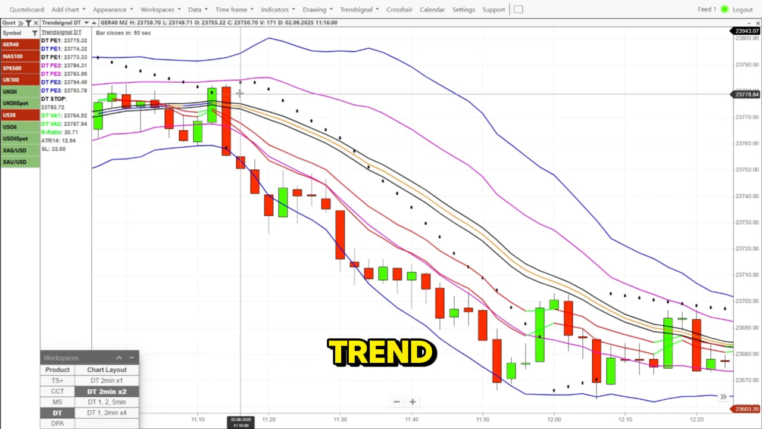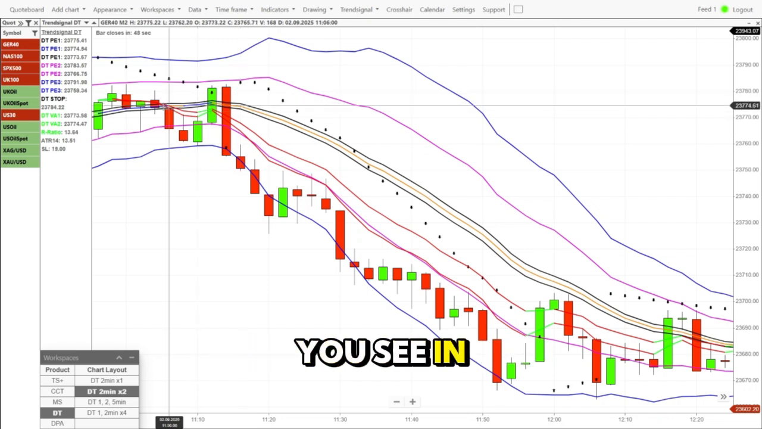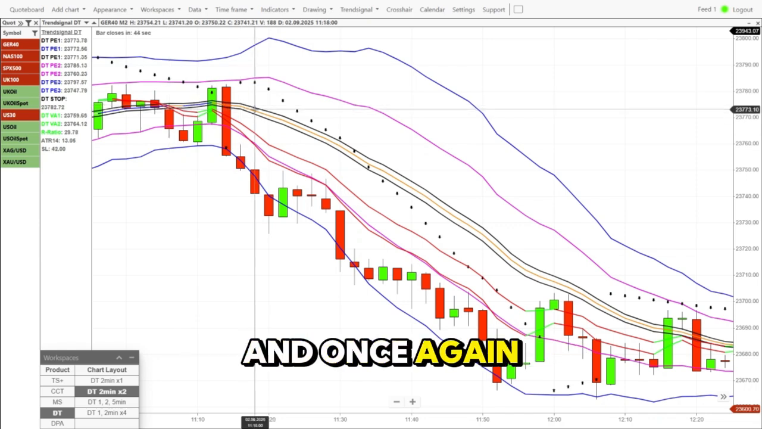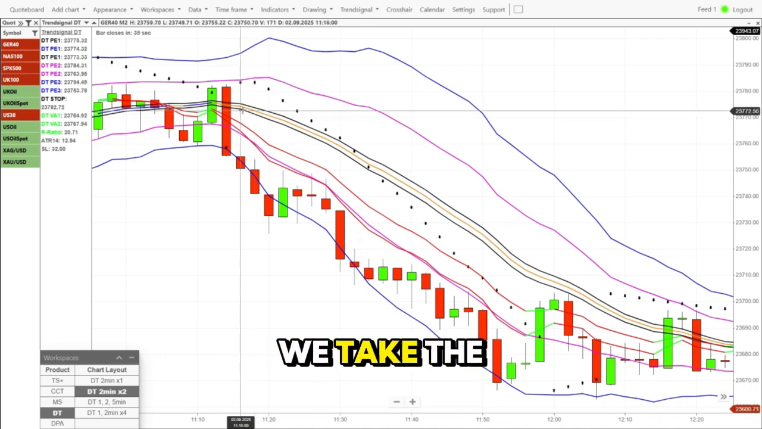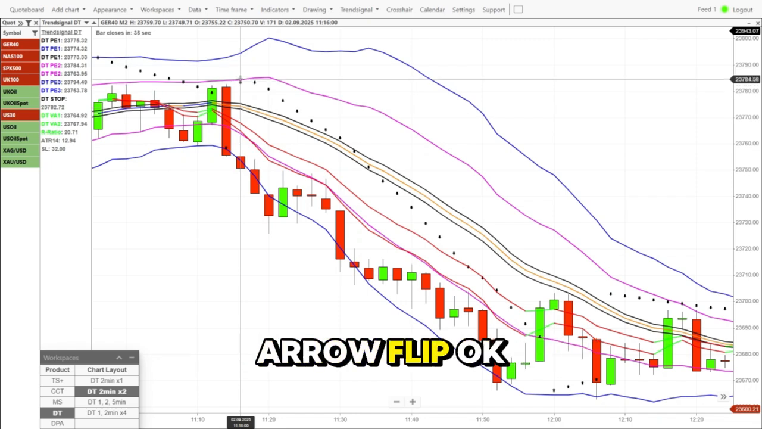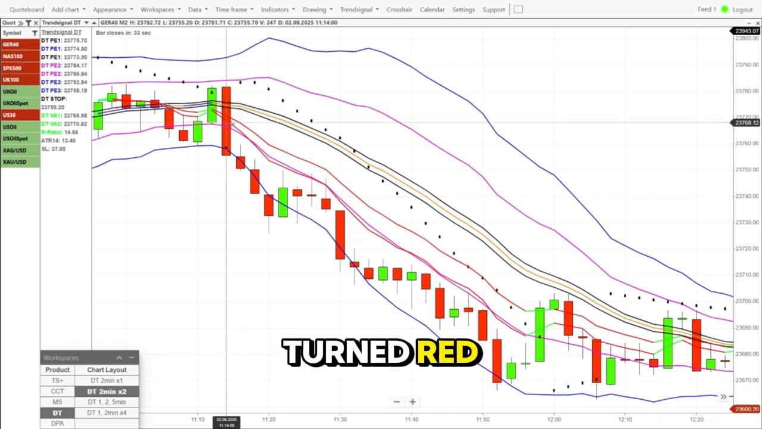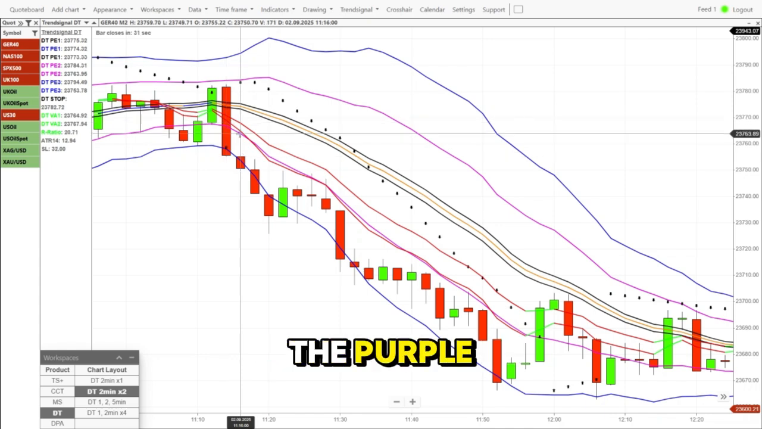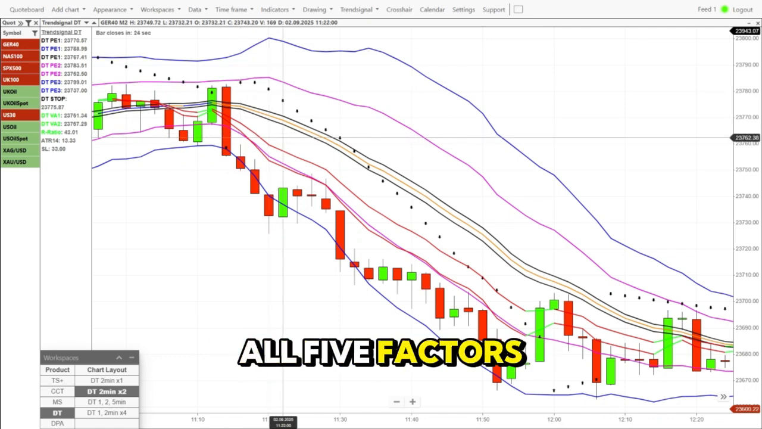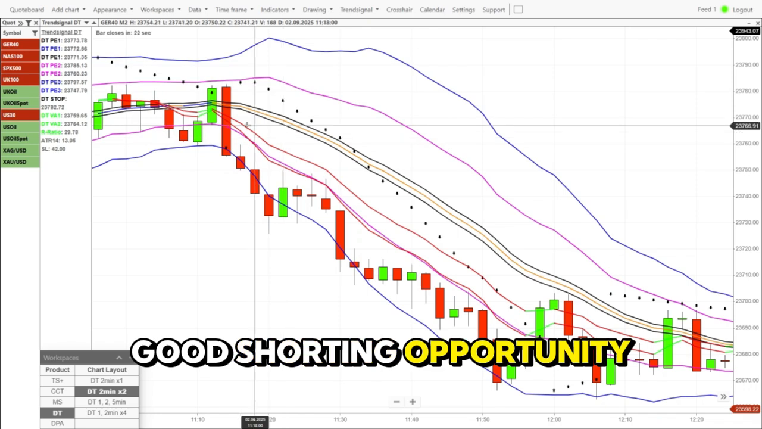And then we look towards the trend, this blue to orange trend line you see in the middle, the intermediate trend. This has also turned over to be orange. Once again, the change isn't important. It just needs to be orange at the time we take the opportunity. So let's very quickly rattle through those again. Arrow flip, okay. Vector averages have turned red. Candle is below the purple, which is important for this style of trade. Our R ratio is positive, and we're in line with the intermediate trend. All 5 factors are telling us that this is a good shorting opportunity.